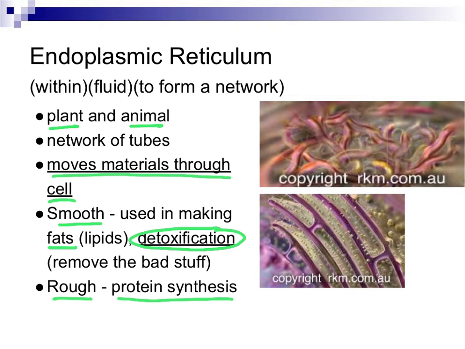The smooth endoplasmic reticulum is the top picture, and you can see that it is tube-like and smooth on the surface. The rough endoplasmic reticulum has these little dots all over it. Those are ribosomes that are attached to the rough endoplasmic reticulum, and that's why it's called rough, because it looks bumpy.